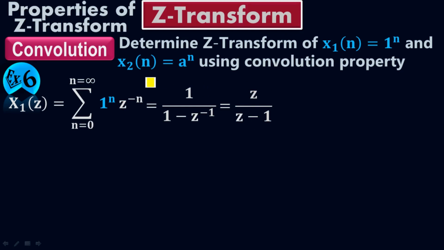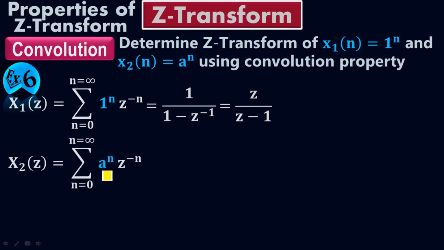Now to find the z-transform of x sub 2 of n. The z-transform of x sub 2 of n will be x sub 2 of z equals the summation of a to the n times z to the negative n. Remember, my x of n is x sub 2 of n. I want to find the z-transform of x sub 2 of n. What is my x sub 2 of n? My x sub 2 of n equals a to the n. Just plug in x sub 2 of n equals a to the n here. So the z-transform of a to the n equals 1 over 1 minus a times z to the negative 1, which equals z over z minus a.